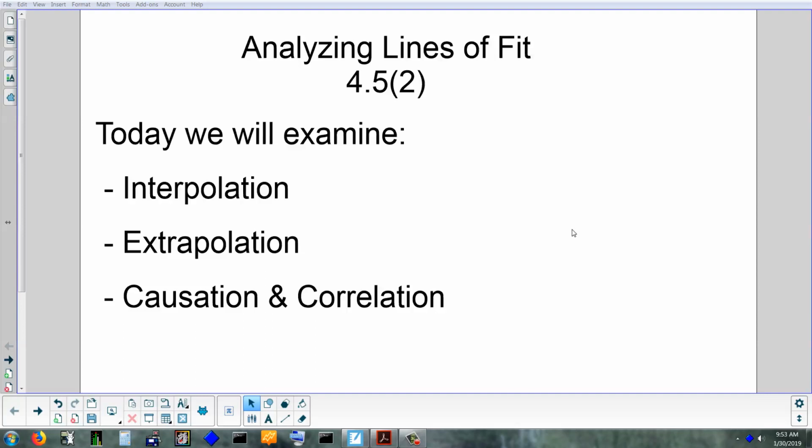All right. So guys, we're going to take a look at today, you probably obviously don't know what these words mean yet, but interpolation, extrapolation, causation, and correlation. We're going to look at those things today, okay?